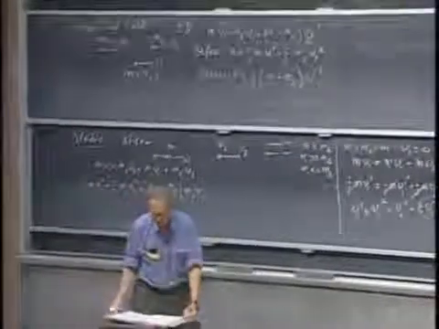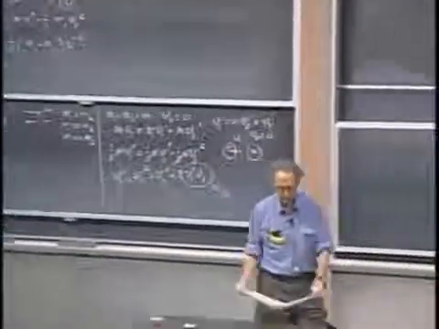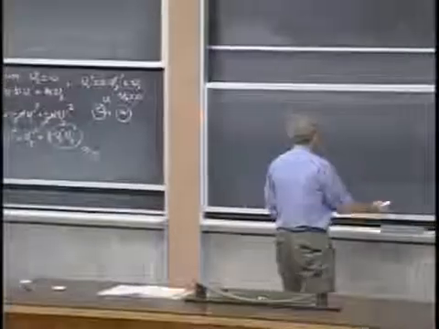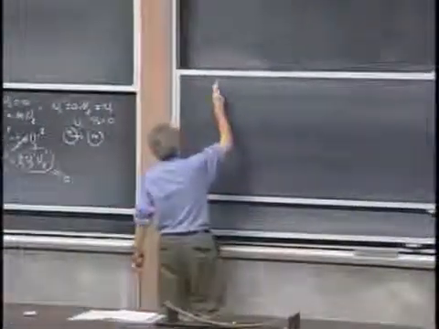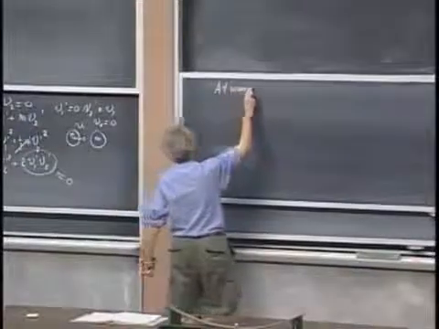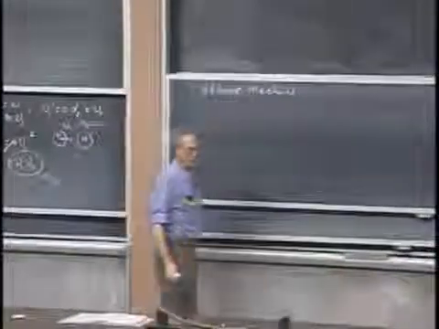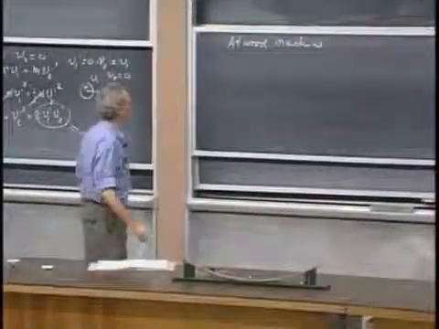All right, let's move on, and let's do something now on torques, angular momentum, rotation, and let's discuss the Atwood machine. Atwood machine is a clever device that allows you to measure to a reasonable degree of accuracy the gravitational acceleration.